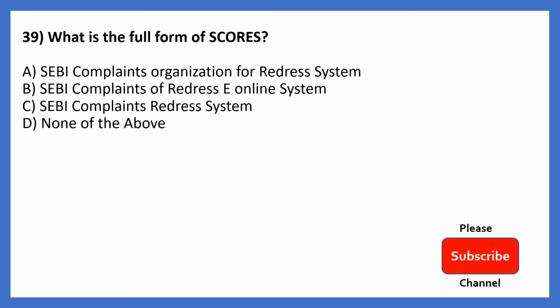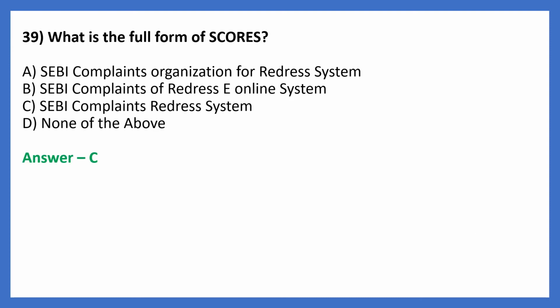What is the full form of SCORES? Option A, SEBI Complaints Organization for Redress System. Option B, SEBI Complaints of Redress e-Online System. Option C, SEBI Complaints Redress System. And option D, none of the above. The correct answer is option C, SEBI Complaints Redress System.